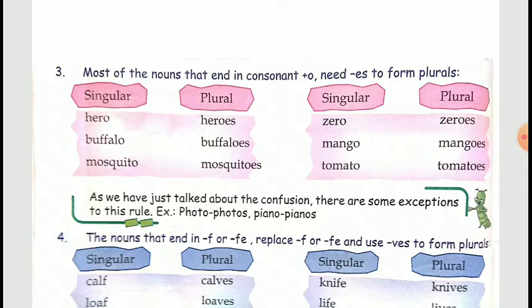Now, as we have talked about the confusion, there are some exceptions to this rule. Now, students, keep in mind there are exceptions in the rules. For example, in the word photo, last o is there, but before o, t is there, which is also a consonant. But in this case, you don't have to add es, rather you have to add s. So, photo becomes photos. And same way in the word piano, at the last o is there, but before o there is n, which is again a consonant. So in this word also you have to add s, you don't have to add es. So exceptions are always there in grammar, which you have to keep in mind.